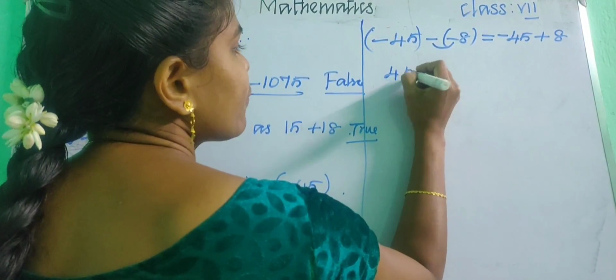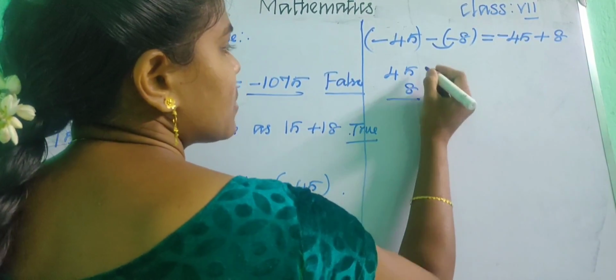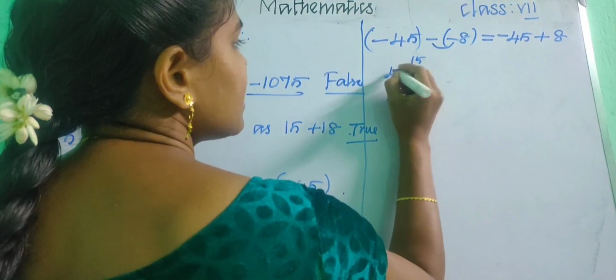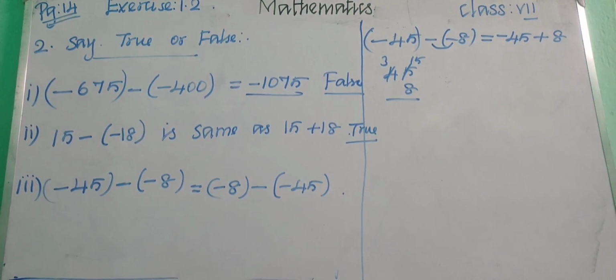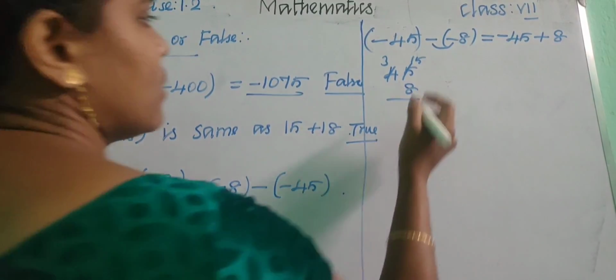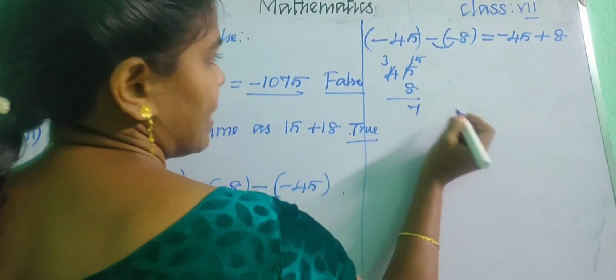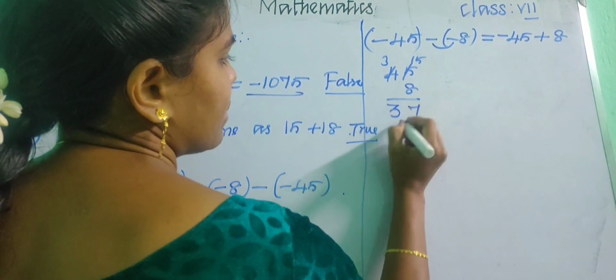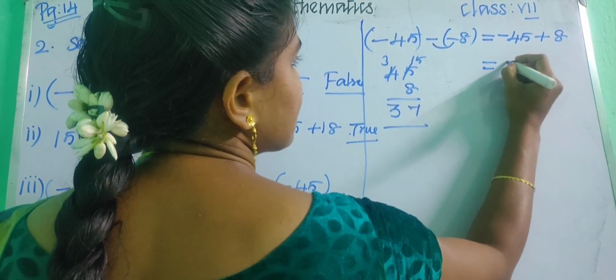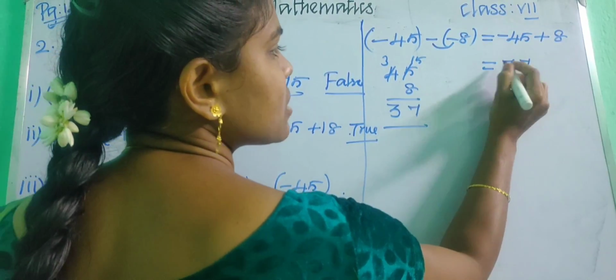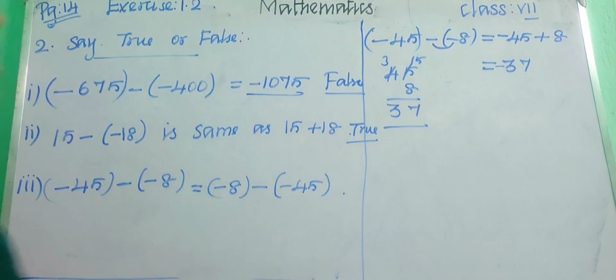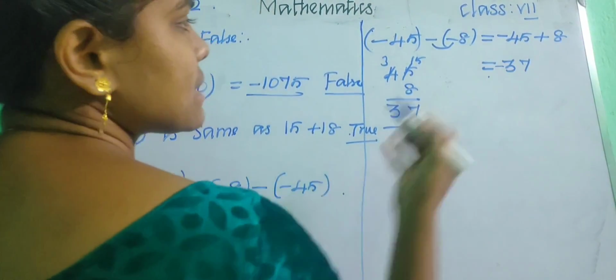So 45 minus 8, so subtract it. Here 15 and here 3, so 15 minus 8 is 7, okay? And 3 minus 0, so 3. So what is the answer we are getting? 37, okay? The greater number sign is minus, so minus 37. So for the LHS, we got the answer as minus 37.